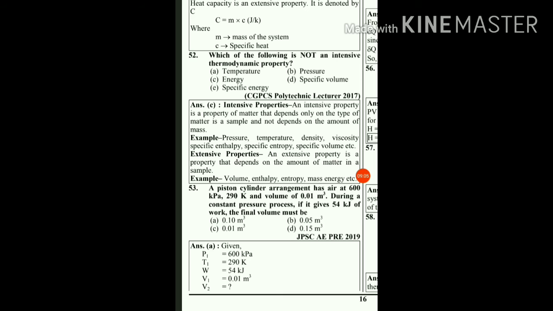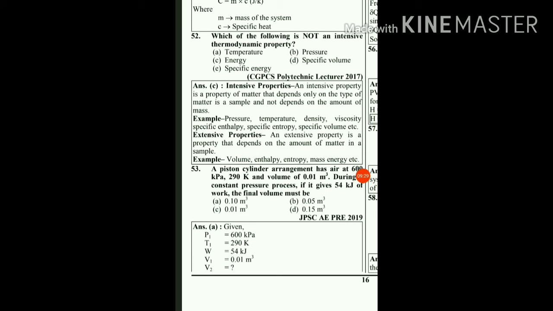The next question: which of the following is not an intensive property? Intensive properties are those which are mass independent, and extensive properties are mass dependent. Here, temperature is an intensive property, pressure is also an intensive property, energy is not an intensive property, it is an extensive property because it depends upon the mass of a system. Then specific volume is an intensive property. Specific energy is also an intensive property because it is measured with respect to per unit mass of a system. So answer C will be the right answer, that is, it is an extensive property.